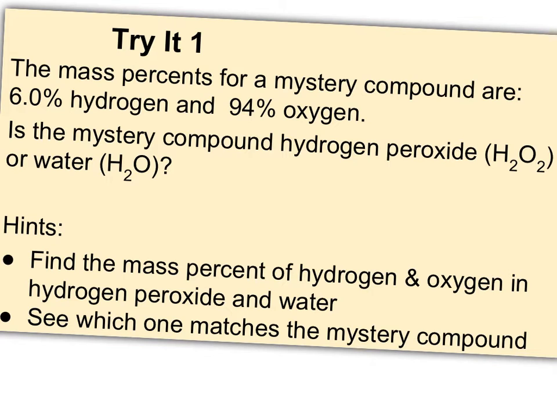So my first example says the mass percents for a mystery compound are 6% hydrogen and 94% oxygen. Is the mystery compound hydrogen peroxide, H2O2, or water, H2O? So how would you solve this? You'd need to find the mass percent of hydrogen and oxygen in hydrogen peroxide and water. And you might remember in the video for law of definite proportions, we already did this for water. And once we have the proportions of each, we can see which one matches our mystery compound.